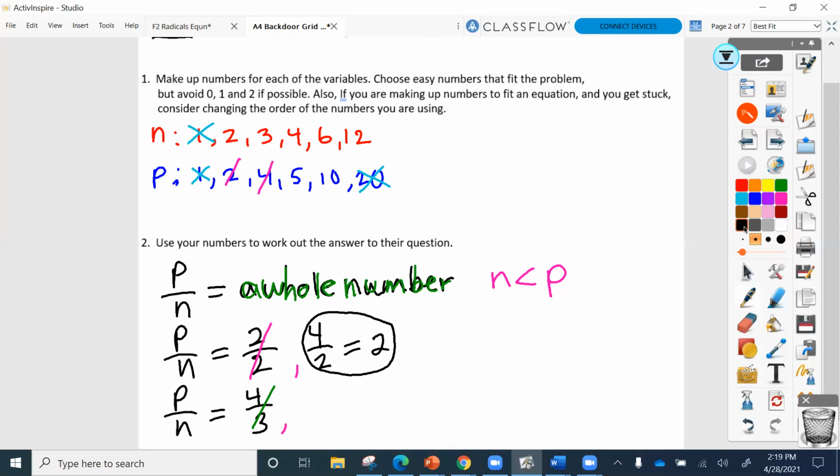What if we tried 5 over 2? That's not a whole number. All right, how about 5 over 3? Well, that's not a whole number either. How about 5 over 4? Again, not a whole number. 5 over 5 is, well, we don't have a 5 in the top, so we're done with 5 at this point.